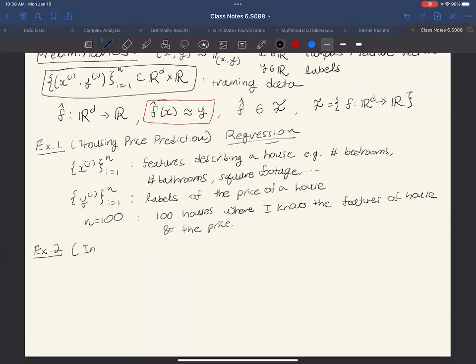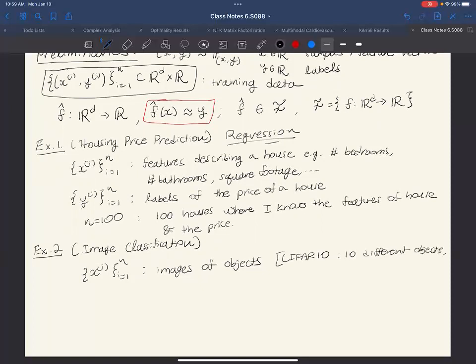Another example would be image classification. In this case, this is also a very prominent challenge. In fact, it was in our introductory slides because of how powerful deep networks are on this task. In general, the problem is, given your xi's, these are now images of objects. Typically there will be some pre-existing number of objects. If you look at data sets like CIFAR10, this will involve 10 different objects, like dogs, cats, birds, trucks, cars, and so on.